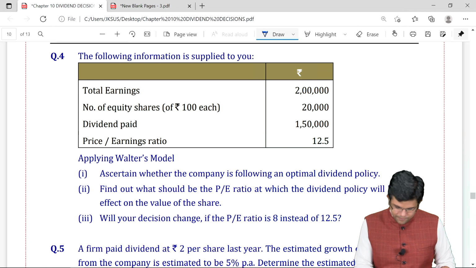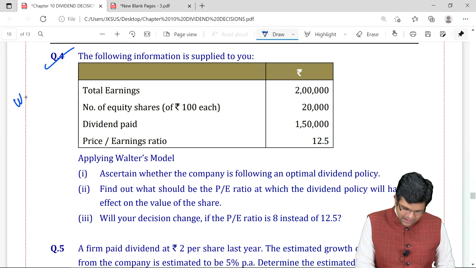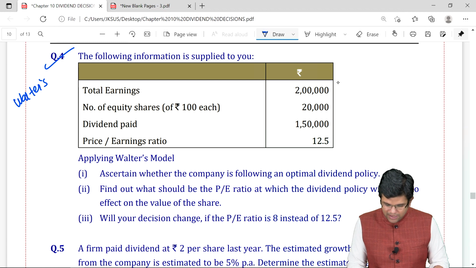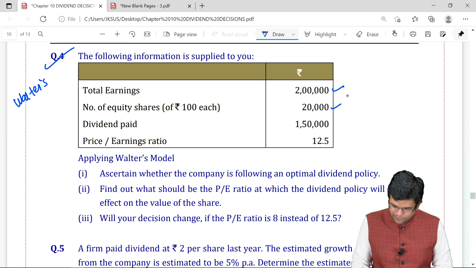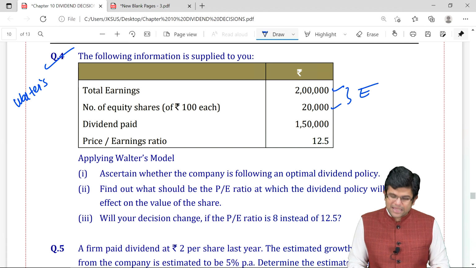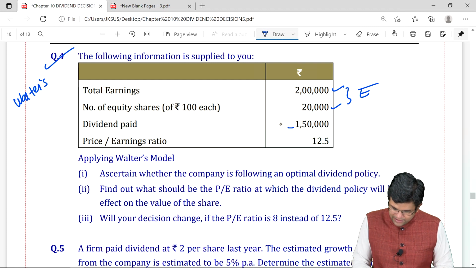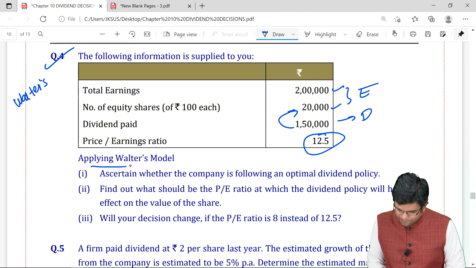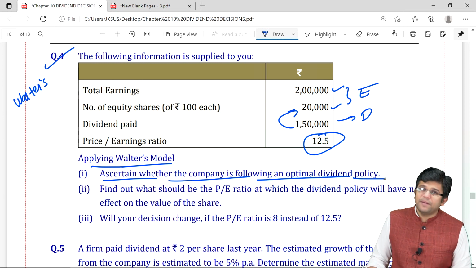Question number 4. Children, question number 4 is again the Walter's model. Again, children, they have given you the earnings and number of shares. Using this, you can find out the EPS. They have given you the dividends divided by number of equity shares. You can find the D, that is DPS. The P/E ratio is given. They're saying, applying Walter's model, ascertain whether the company is following an optimal dividend payout ratio.